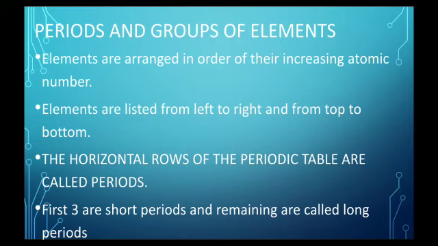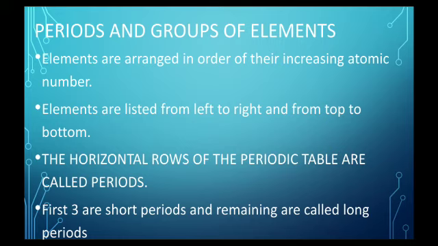The horizontal rows of the periodic table are called periods. When you move from left to right, it means you are moving along the period.